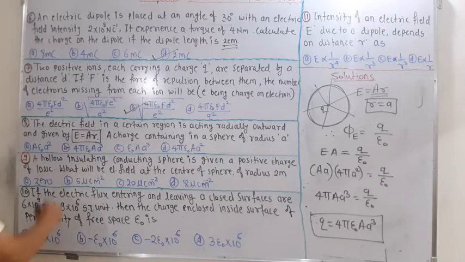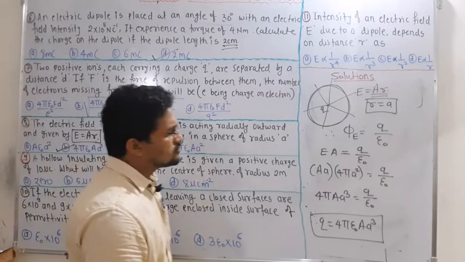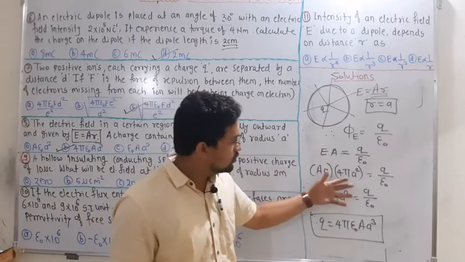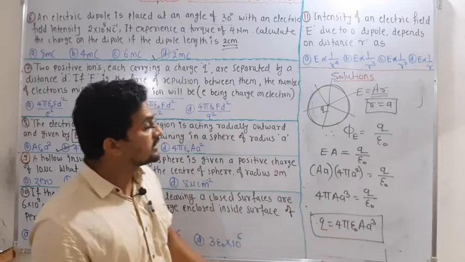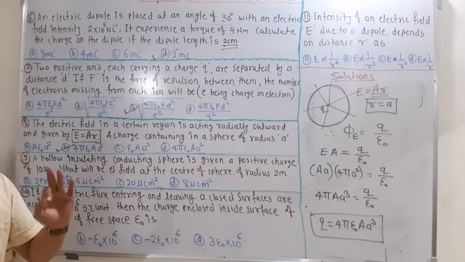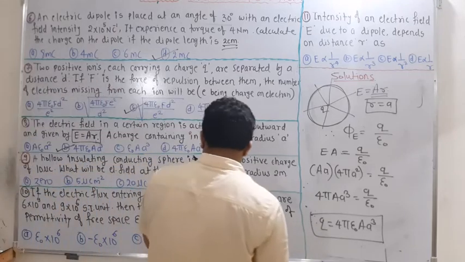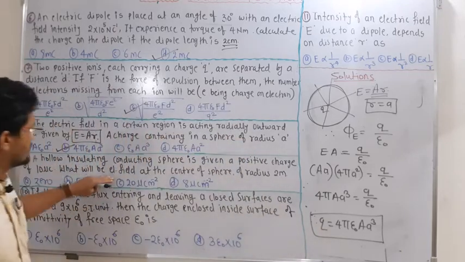So option B is correct. Okay, so if you have so much of practice, then you can simply within 2 or 3 steps get the answer, but it needs a lot of practice. Remember, it needs a lot of practice. Okay, so next, moving towards the next question. It is very easy, no need of any calculation.